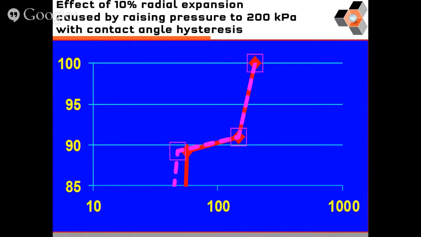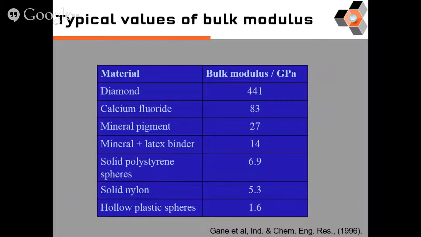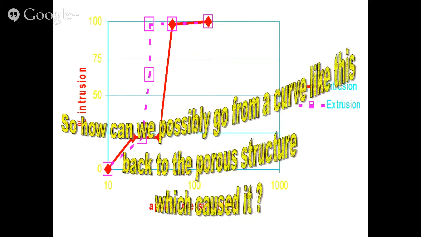If we look at the next slide here, for example, some work we have done on paper coatings, we get a bulk modulus which corresponds to where we'd expect it to, which is somewhere between the mineral pigment itself, and mineral plus latex binder. So we get a value about that.